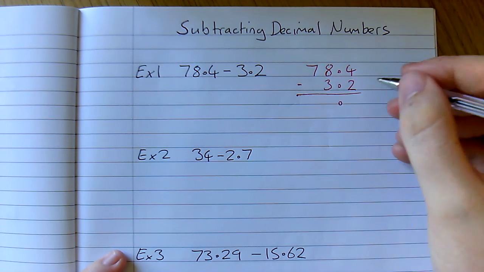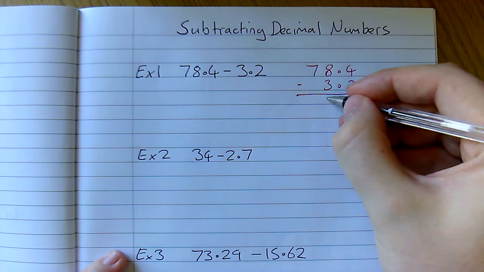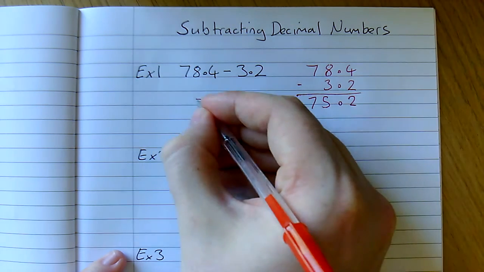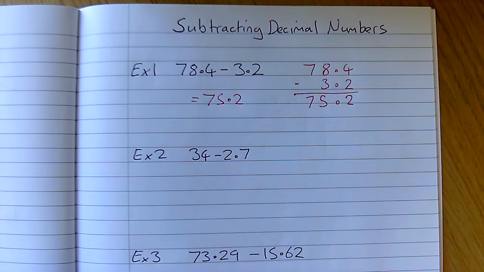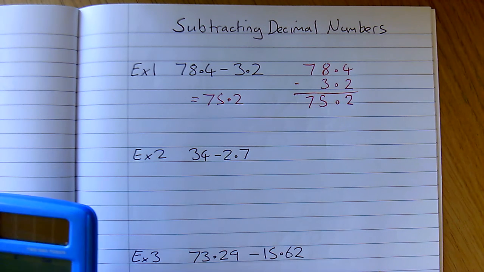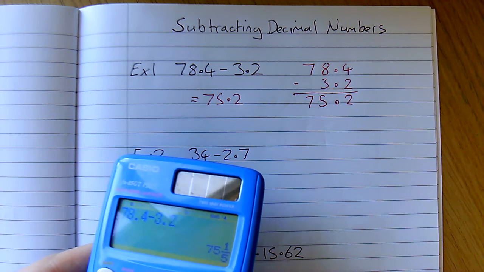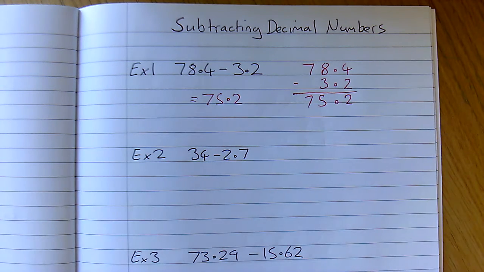Now 4 take away 2 is 2, 8 take away 3 is 5, nothing left to take away, so it's just 7. The answer is 75.2, which is fairly straightforward. Always check your answer on a calculator. 78.4 take away 3.2, S to D, 75.2, which is what I've got.